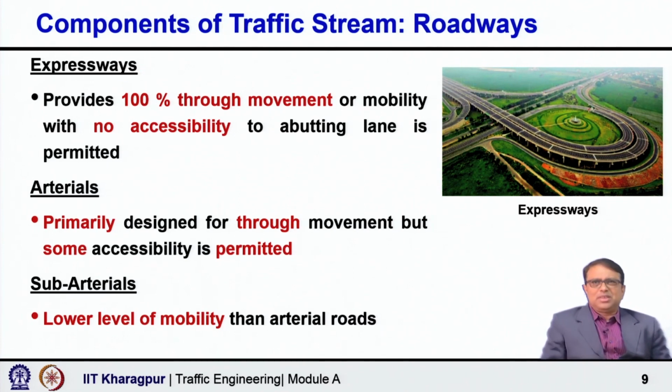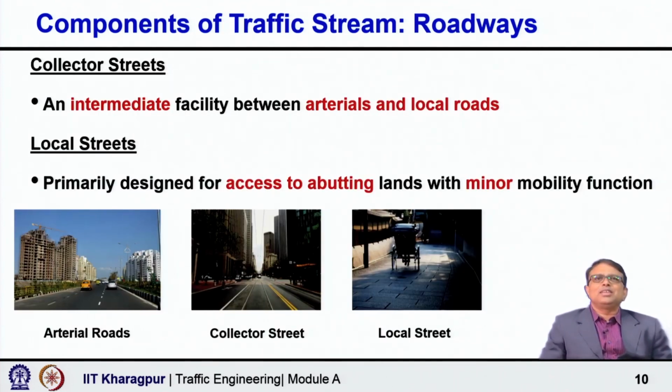Similarly, I have just described it. As I said, for expressway the focus is 100% on mobility, and no accessibility to abutting land is permitted. You cannot simply come out of your home, even if your house is in the nearby area, and directly enter the expressway; it is not possible. Arterials are primarily designed again for through traffic movement. Subarterial has a little less mobility function, with accessibility function slightly getting into it. Next, the collector street is an intermediate facility between arterials and local roads.